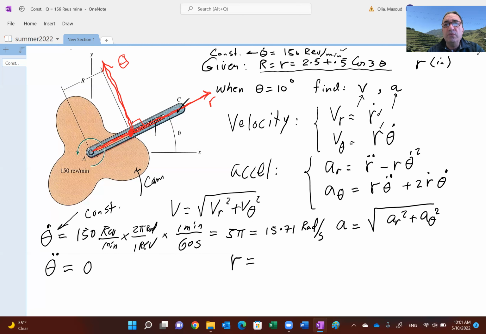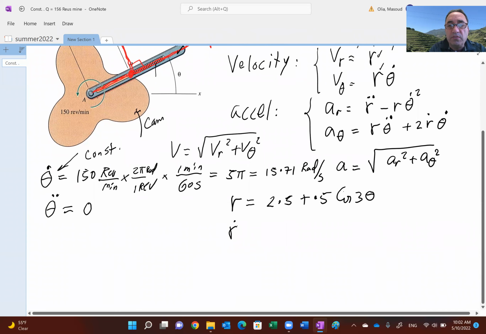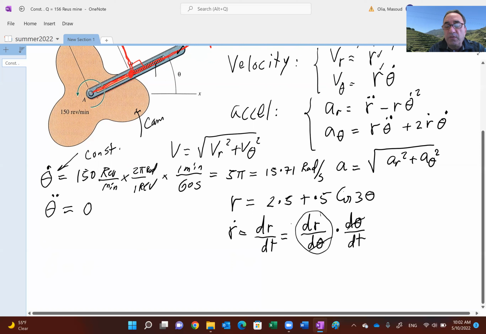What you have to be careful about, guys, is that if R is 2.5 plus 0.5 cosine 3 theta, what is R dot? R dot is dr dt. So you have to take the derivative of R with respect to theta, and then multiply that by the derivative of theta with respect to time. This is something that people forget when they take the derivative. This is the derivative with respect to time, not theta. This part is the derivative with respect to theta.